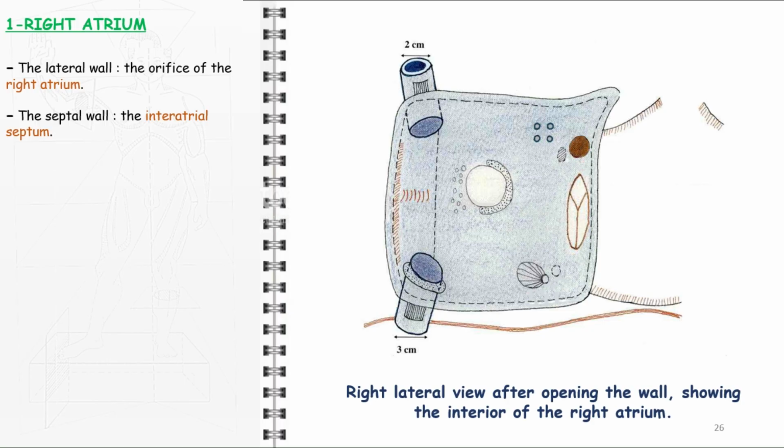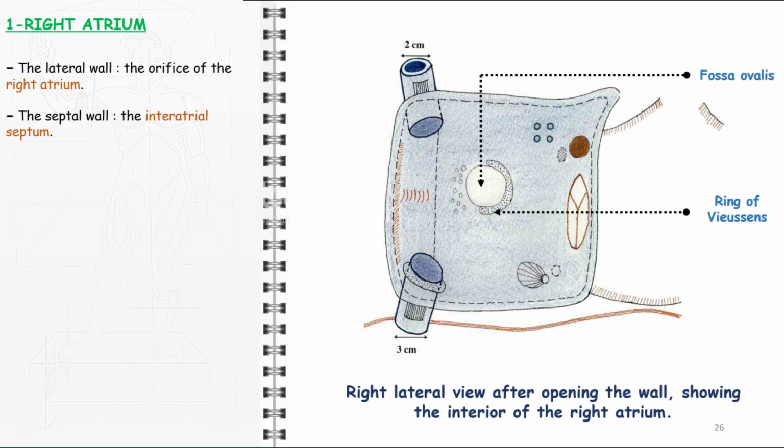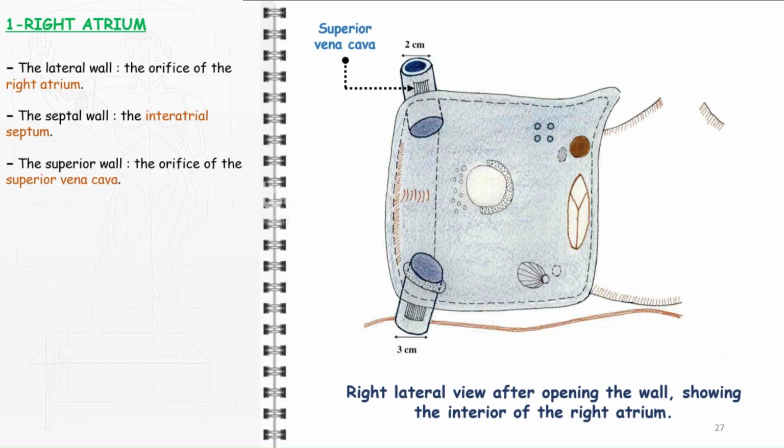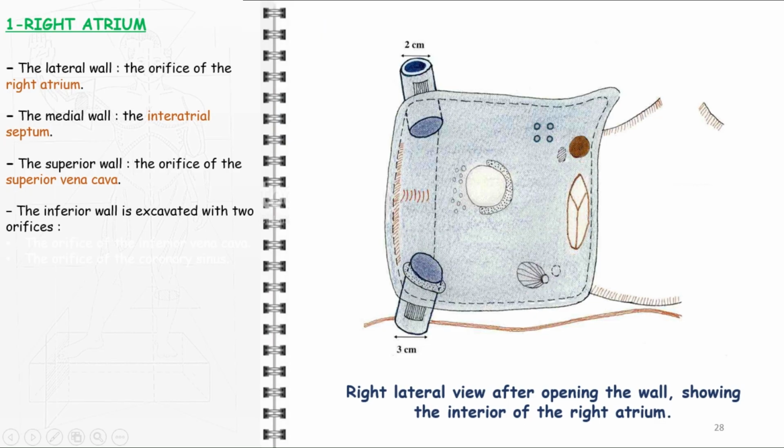It presents a rounded depression, the fossa ovalis, limited by a prominent ring, interrupted at the bottom and posteriorly, known as the Vieussens ring. The superior wall presents the non-valvular orifice of the superior vena cava. It is circular, with a diameter of approximately 2 cm. The inferior wall is excavated with 2 orifices.